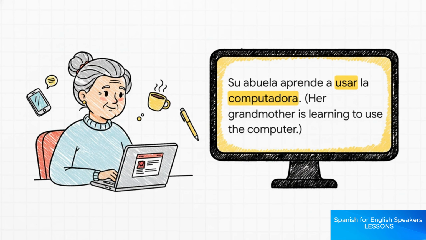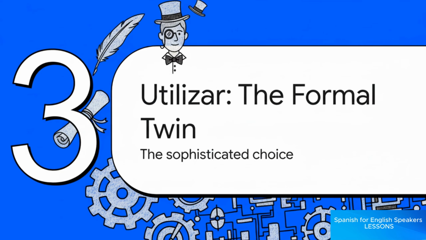And this is a perfect example of what I mean. Her grandmother is learning to use the computer. You're going to hear usar all the time for everyday actions like this, whether it's involving tools, technology, or just about any object. It's simple, it's clear, and it's what people actually say. Okay, so we've got usar down.